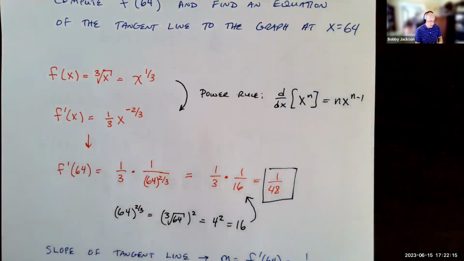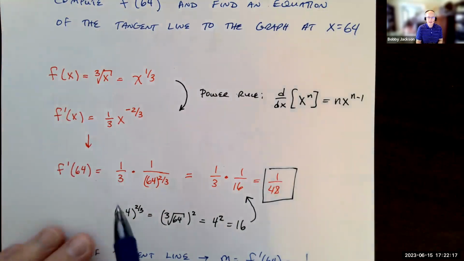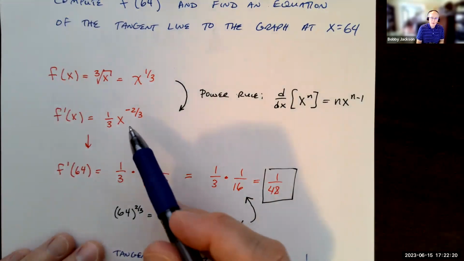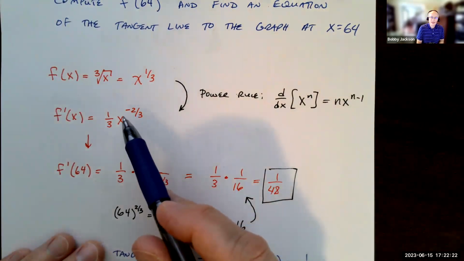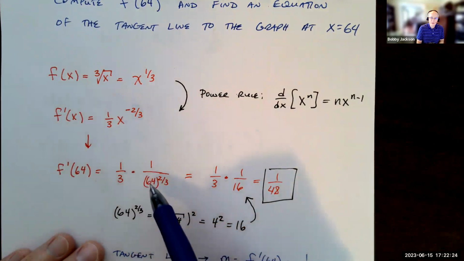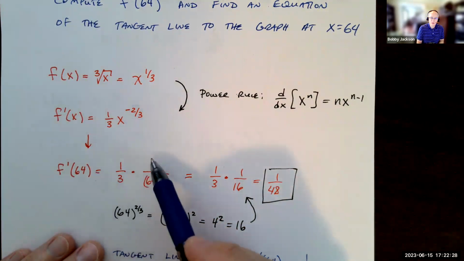Now I want to evaluate that derivative at 64. Remember, x to the negative 2/3 is 1 divided by x to the positive 2/3. So I want to put it in this form so I can evaluate it, right? So it's 1 over 64 to the 2/3.